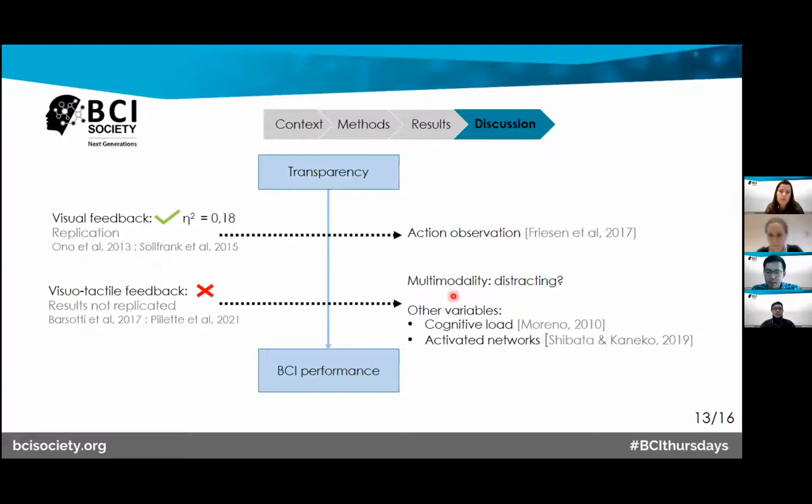So several factors could explain that result. It could have been that the vibrations were distracting and added a cognitive load to the participants, which made it harder to manage to do the task. It could also be that the motor illusion vibrations activated different networks, such as sensory motor integration networks that were located in different EEG spots than the C3 electrode that we used as a metric.